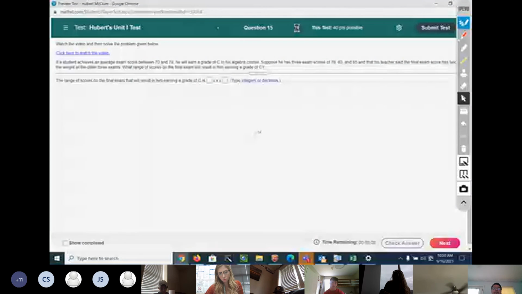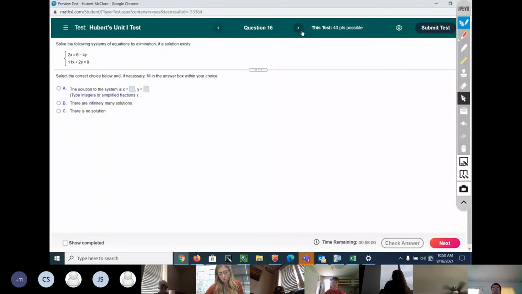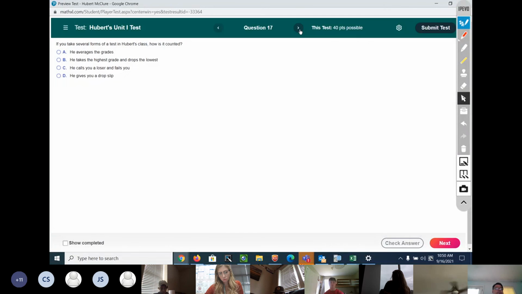Next. Another solving a system of equations. If you take several forms of a unit test, how is it counted? He takes the highest grade.